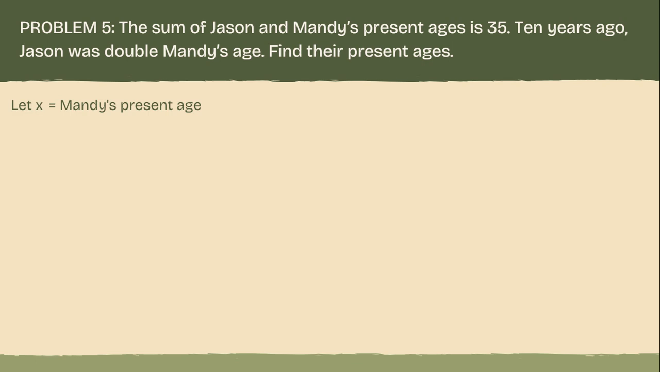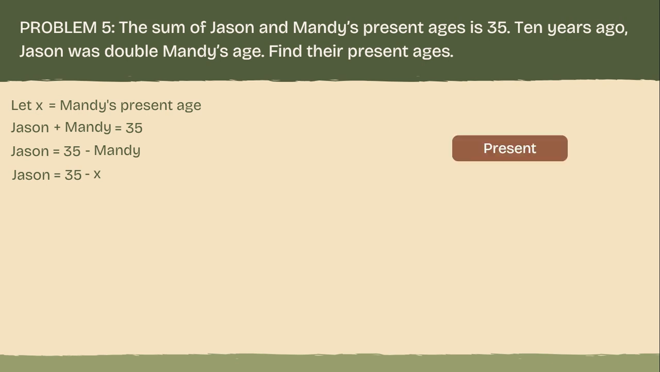Now, the problem states that the sum of Jason and Mandy's present ages is 35. That means we can get Jason's current age by subtracting Mandy's age from the sum of their ages, 35. Since x represents Mandy's age now, Jason's present age can be expressed as 35 minus x. Let's set this up in our diagram for better visualization. At present, Mandy is x years old, while Jason is 35 minus x years old.